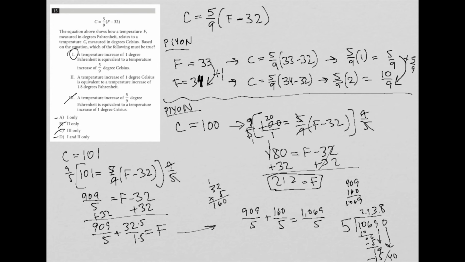And yes, what do you know, right? 212 was what I got when C is 100. 213.8 degrees is what I get when C is 101. And yes, that is an increase of 1.8 degrees. So 2 was also correct, meaning that choice D is the best answer here.